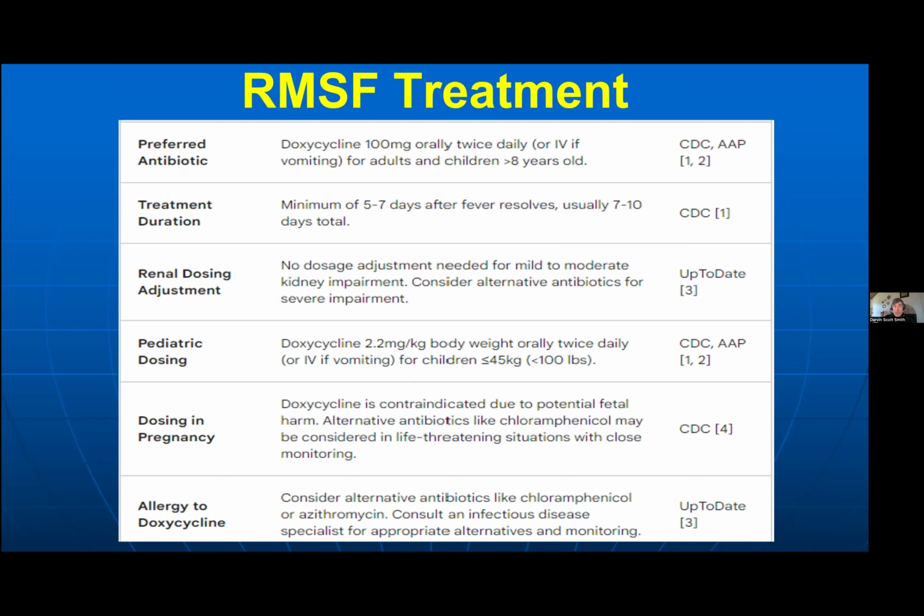Pediatric dosing is listed here so that if the kid weighs less than 45 kilograms, it could be dose adjusted downward. And obviously with pregnancy, it's a consideration. There are alternatives such as chloramphenicol, one of the antibiotics originally used, or even azithromycin to avoid the teratogenicity of pregnancy. And another point, lastly, to make about allergy is if somebody has an allergy to doxycycline, that's not an absolute contraindication to its use.